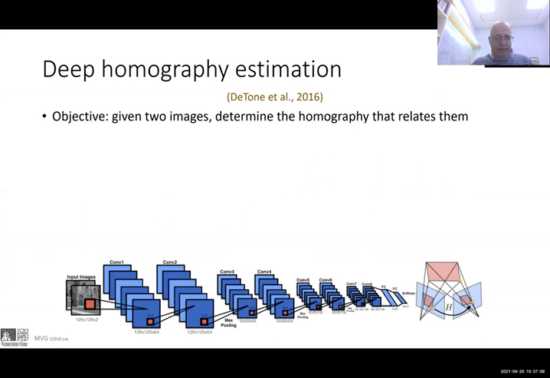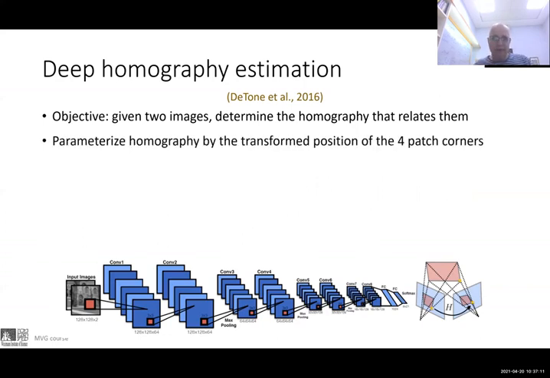Okay. So as I said, we parameterize the homography by the transformed positions of the 4 patch corners. And what they did is use a supervised loss. The idea is that we have the parameterization of H that the network predicts, and we have the ground truth that we computed in some way, and we want to minimize the loss. Okay, so this is a simple supervised idea.